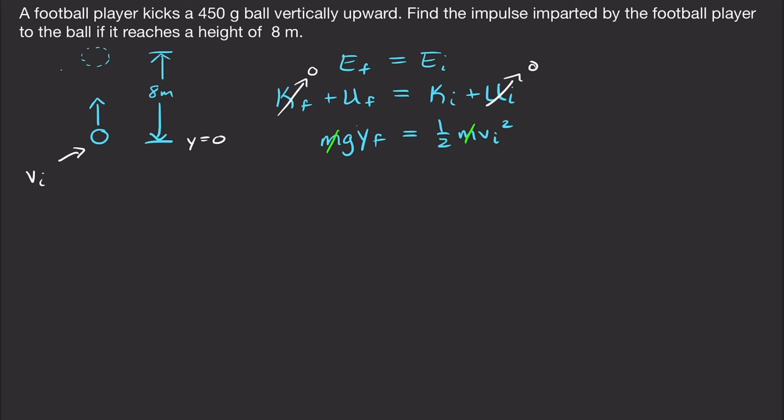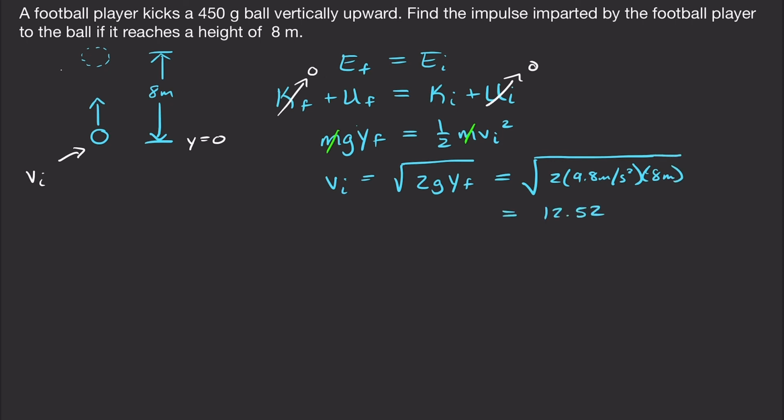And we can solve for the initial velocity that this ball is going to need in order to reach this height. So vi will equal the square root of 2gy final, or you might have the height, h, in here. Either way is fine. This is the square root of 2 times 9.8 meters per second squared times the final height of 8 meters. And we get a speed of 12.52 meters per second.